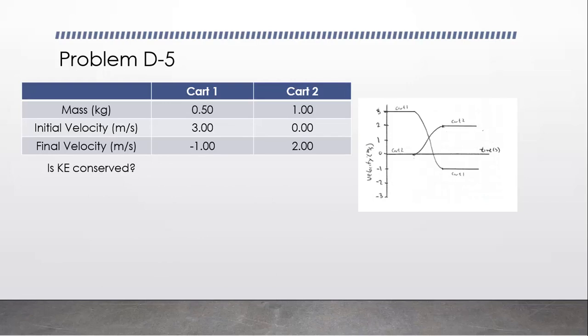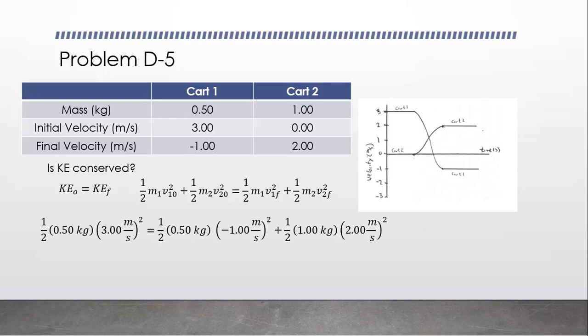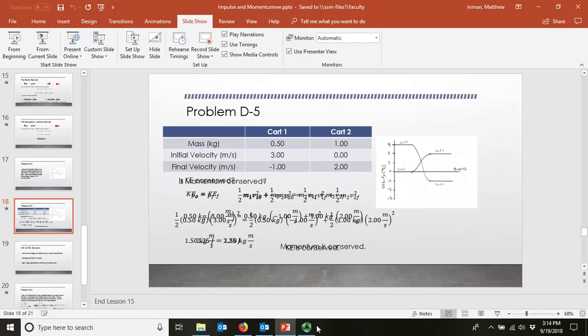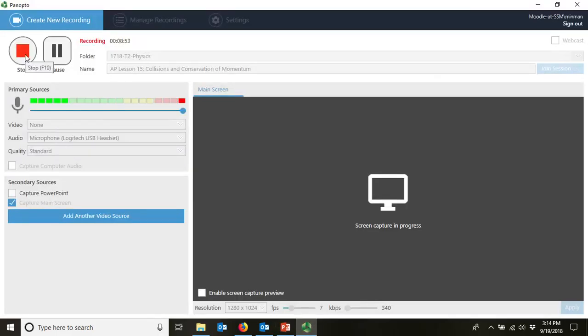Second question to answer, is it elastic? Is kinetic energy conserved? So 1/2 m1 v1 initial squared plus 1/2 m2 v2 initial squared, does that equal 1/2 m1 v1 final squared plus 1/2 m2 v2 final squared? So I plug my numbers in. We find there's 2.25 joules of kinetic energy both before and after the collision. Sure, kinetic energy is conserved, and guess what? This is elastic.